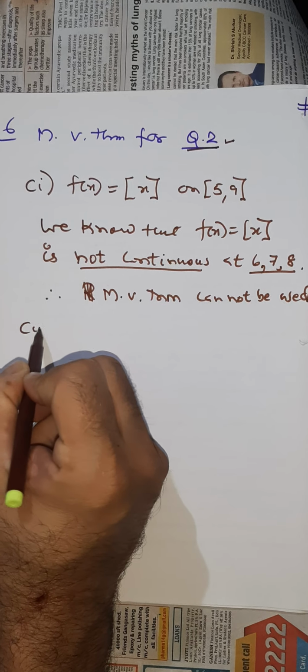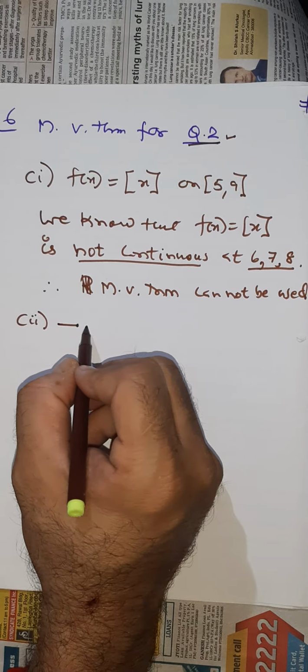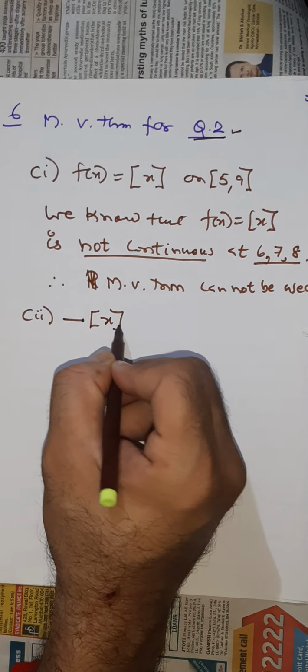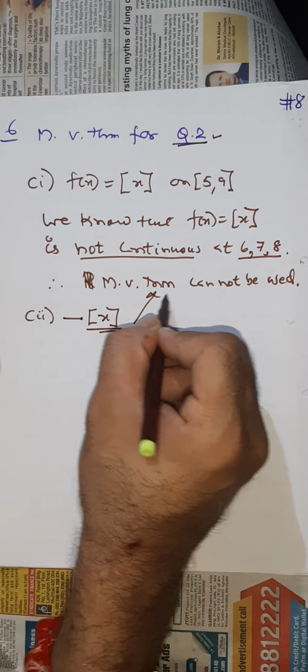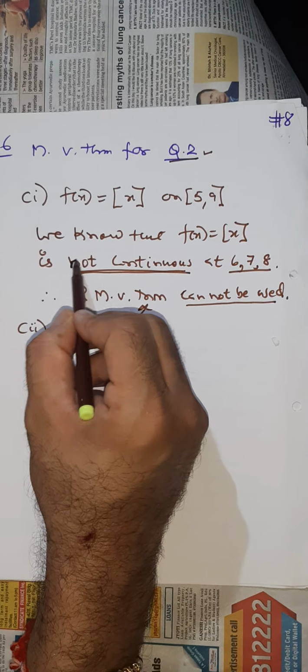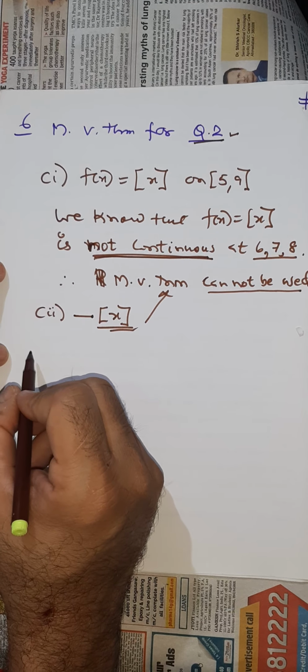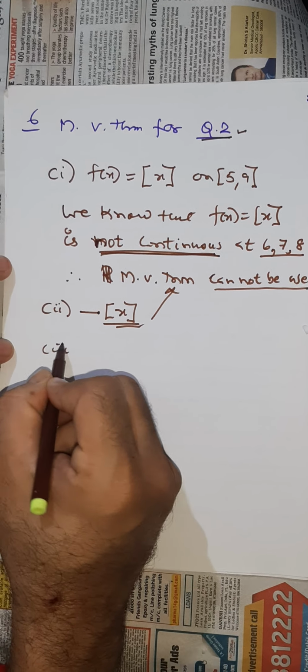Second function, same here. You can give the same argument, that's also the box function. So for the box function again mean value theorem cannot be used because it's not continuous. You did it in the beginning of this chapter. Okay, third function, let's see the third function.